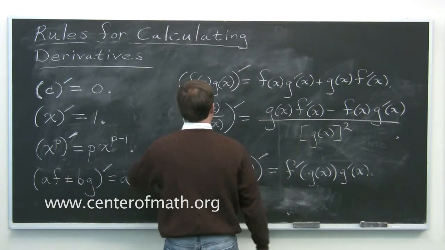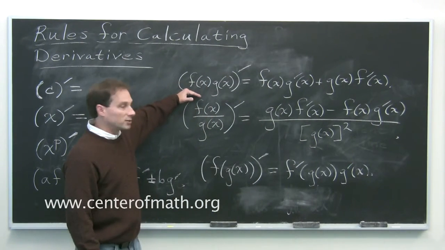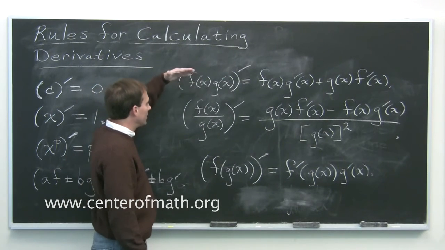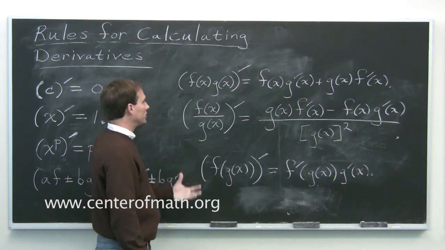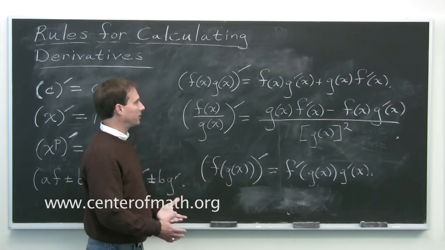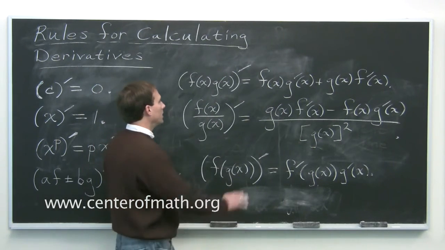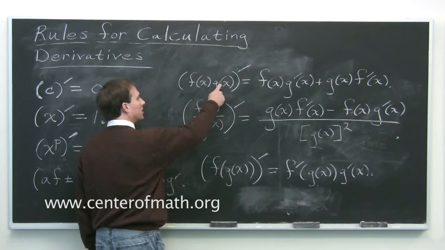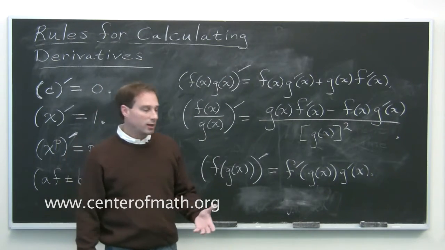Then there's how derivatives work with products. This is called the product rule. The name isn't supposed to be mysterious. It's a rule about products. The derivative of the product of two functions. If things were as easy as they could be, it would just be the derivative of f times the derivative of g. That's wrong. Why is it wrong?